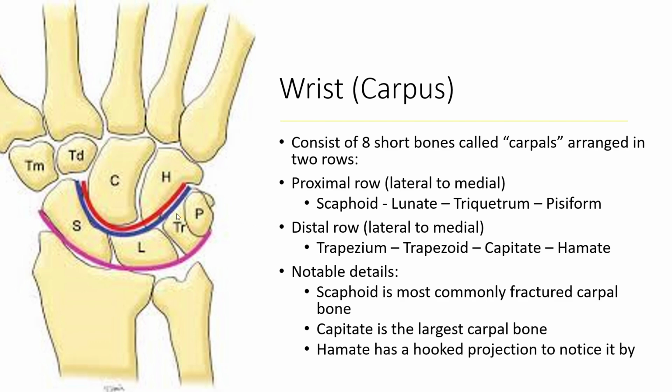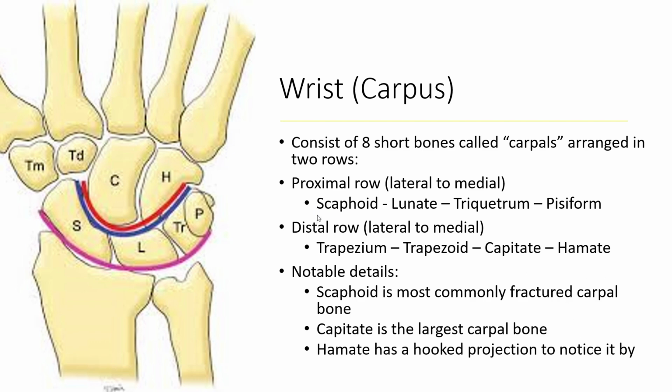So, notable details. The scaphoid is the most commonly fractured bone. The capitate is the largest, the one big one in the middle. And the hamate has a little hooked projection called the hamulus. And that's an easy way to notice it if you don't memorize the thing I have on the next slide.